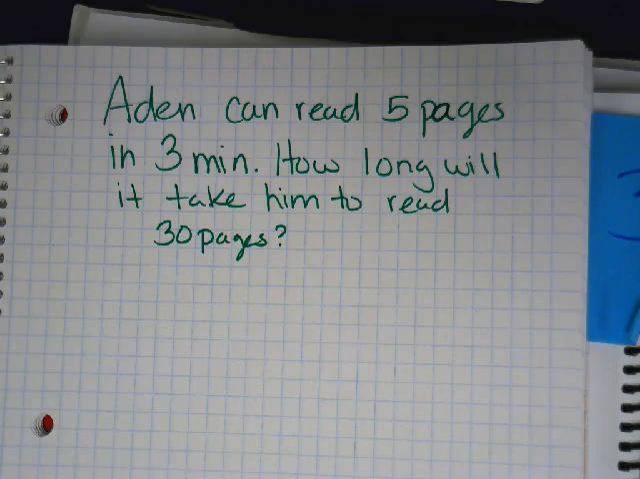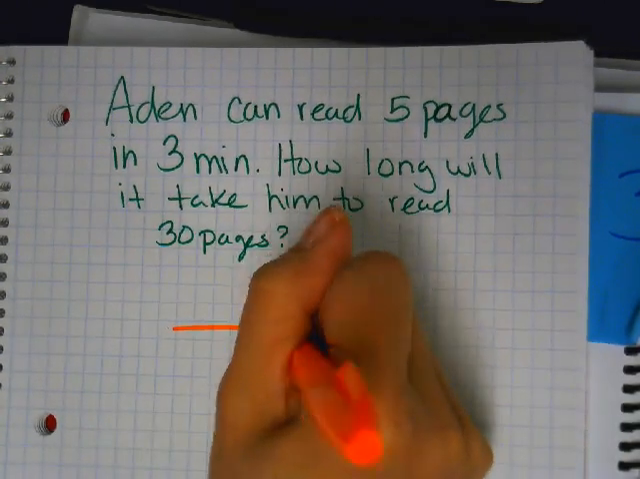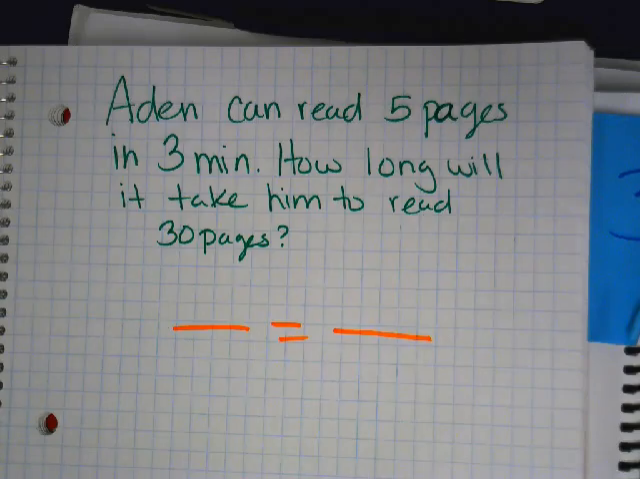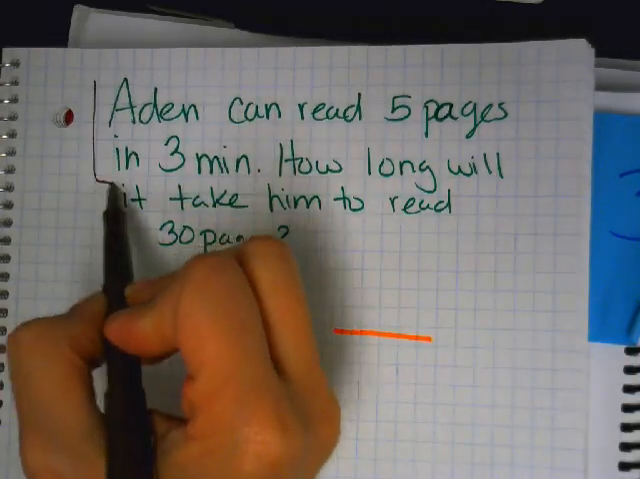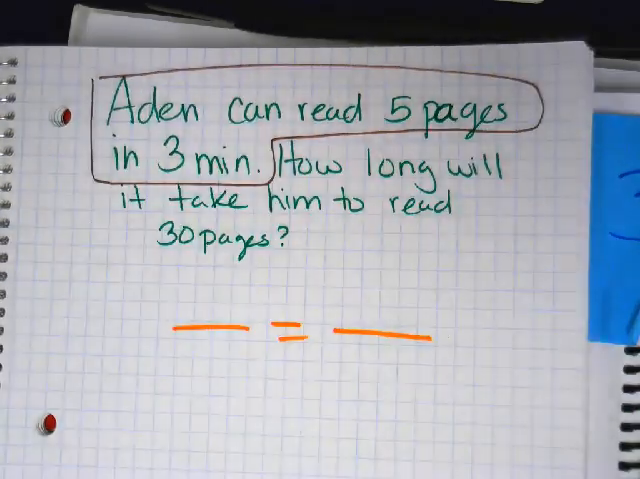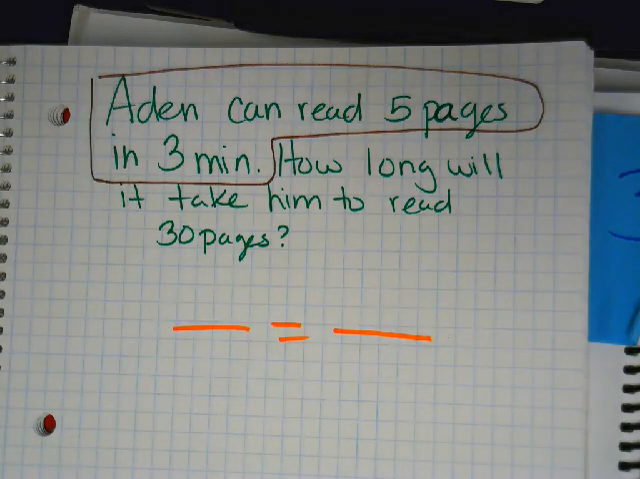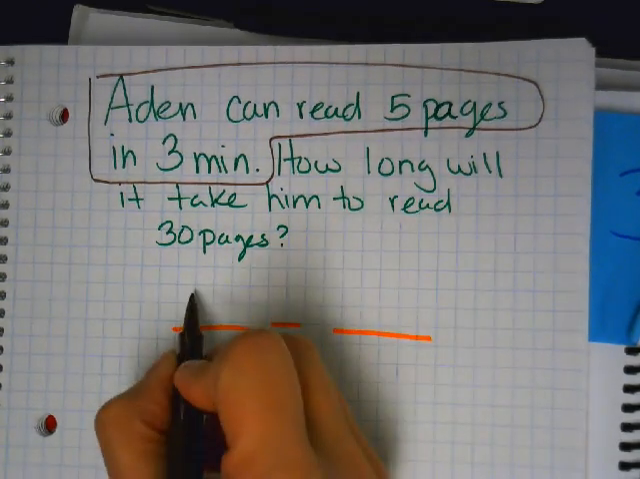Leander, do you have your proportion? All right. First sentence, first fraction. So my first sentence is this part right here. That first sentence is your first fraction. So if you just read the first sentence, Aiden can read 5 pages in 3 minutes. That goes here. So, what's my fraction? 5, 3.